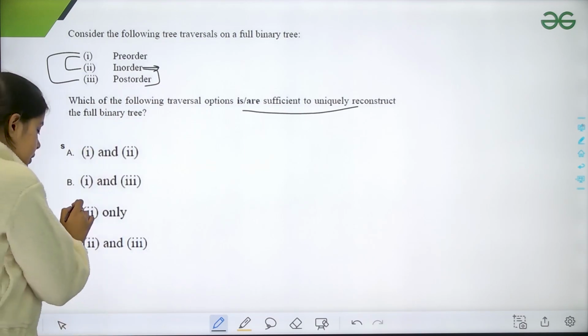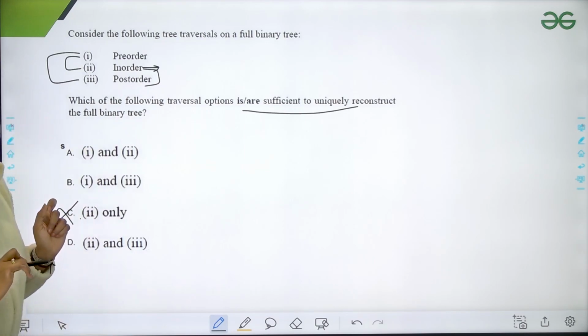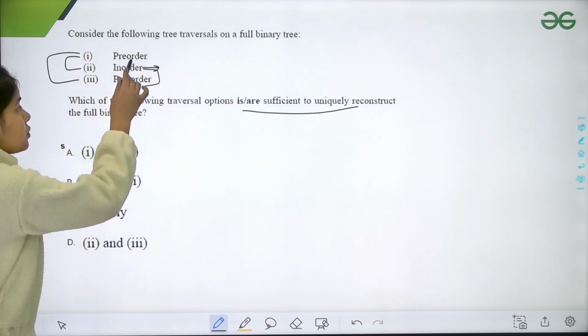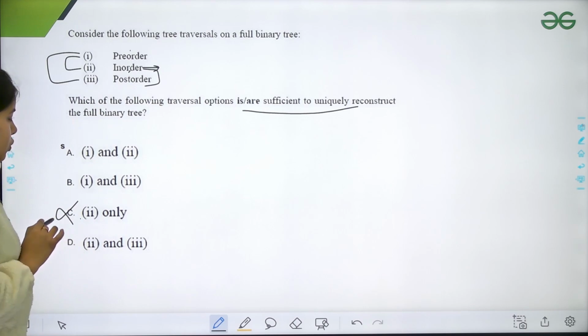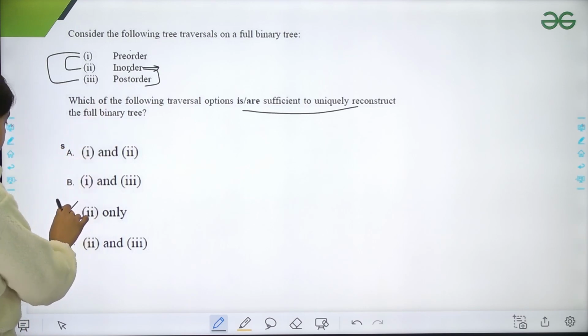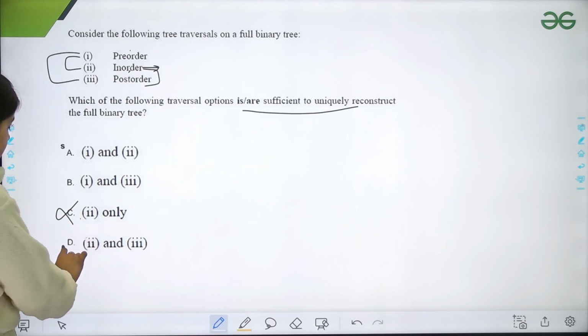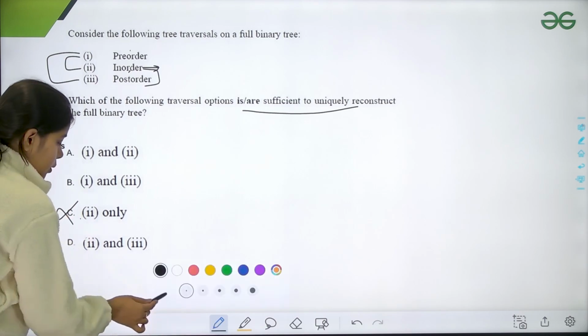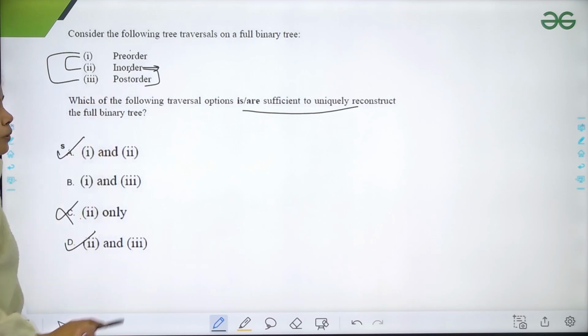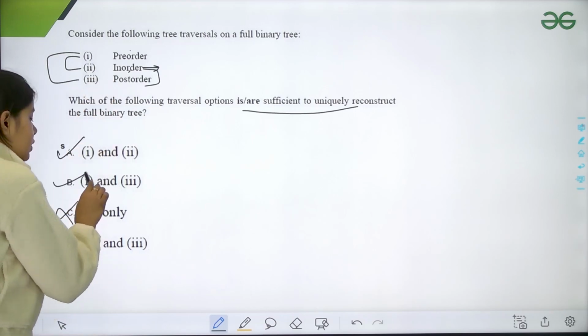So we know that a single in-order traversal would not be sufficient to reconstruct a full binary tree. But if I use in-order with pre-order, or in-order with post-order, that would work, right? So you can see that the second and third option, and the first and second option, both are true. And also if I use pre-order and post-order, then I can also reconstruct the tree.